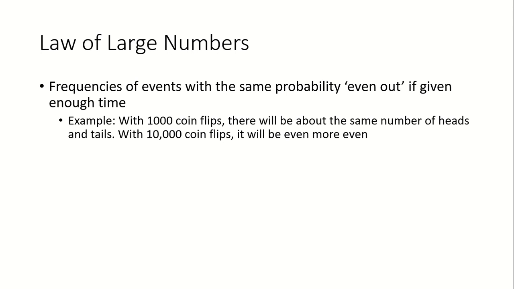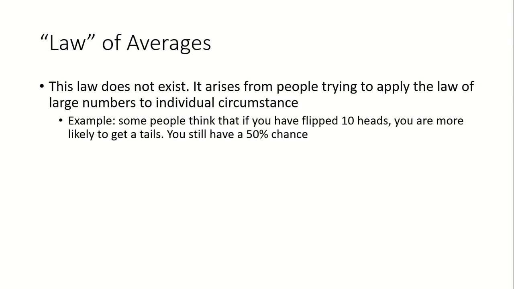So a lot of people have a misconception about the law of large numbers, and that leads into the pseudo law of averages. It arises from people's misconception that the law of large numbers applies to individual circumstances. So for example, if I flip 10 heads, what is the probability of flipping a tails? It's still 50%. Some people would say you're more likely given that you flipped more heads.